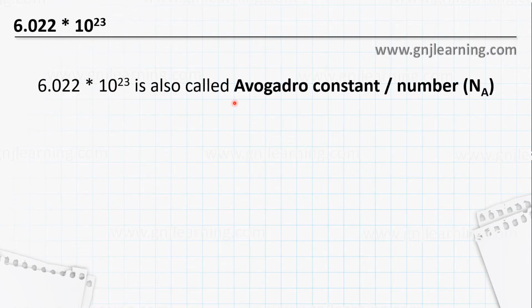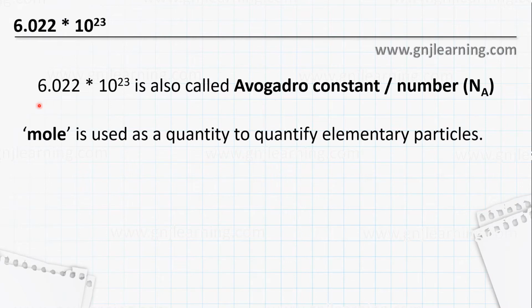This number is also called the Avogadro constant, named to honor Avogadro, who was behind finding this number, or the Avogadro number. Both are represented using the abbreviation N subscript uppercase A. So this number is called a mole, or it can also be called the Avogadro constant or Avogadro number. Okay, so what is a mole?